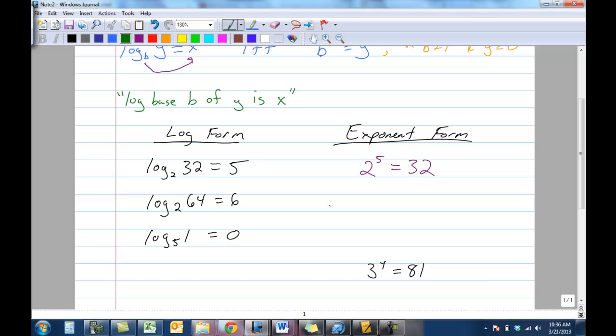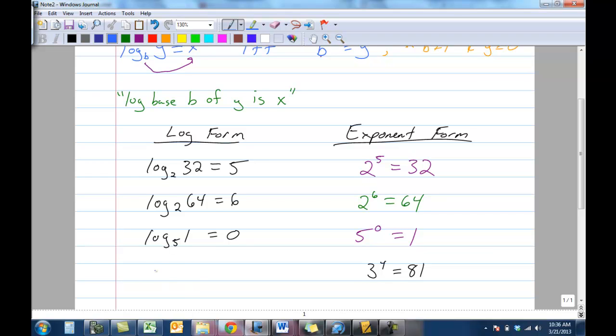All right, so hopefully on this one, you got 2 to the 6th power equals 64. There we go. This one, the third one, base 5 to the 0 power equals 1. That is true as well, yeah? Now, let's see if we can follow this same pattern but going backwards.